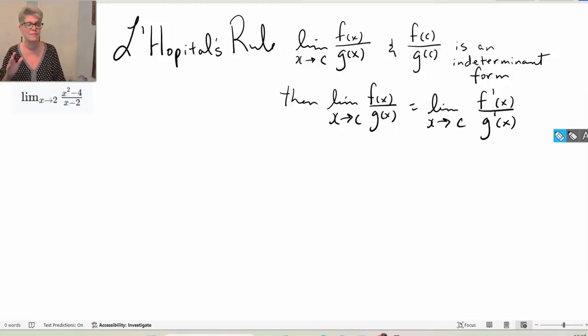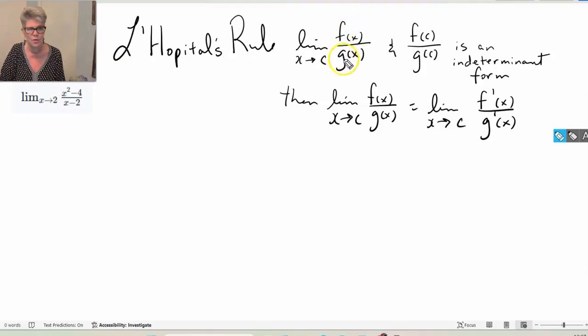Today we're going to be looking at finding limits using L'Hopital's rule. It's not "L'Hopital", the H is silent. L'Hopital.